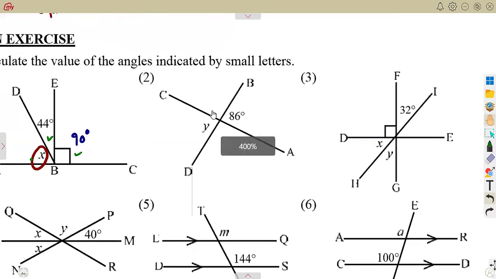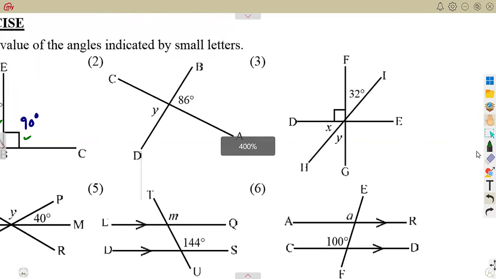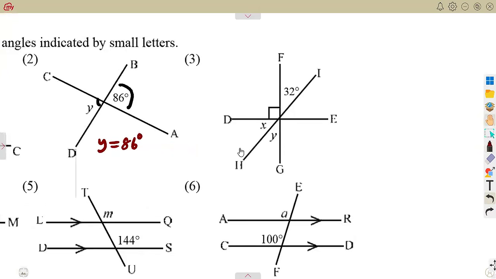Number 2, we are given to calculate the value of y. And these two lines, they're straight lines. This is a straight line. There is a straight line. So what is it that we understand about these two angles that we are seeing here? These are vertically opposite angles. Remember, vertically opposite angles are equal. So y is equal to 86 degrees. That's vertically opposite angles. All right.